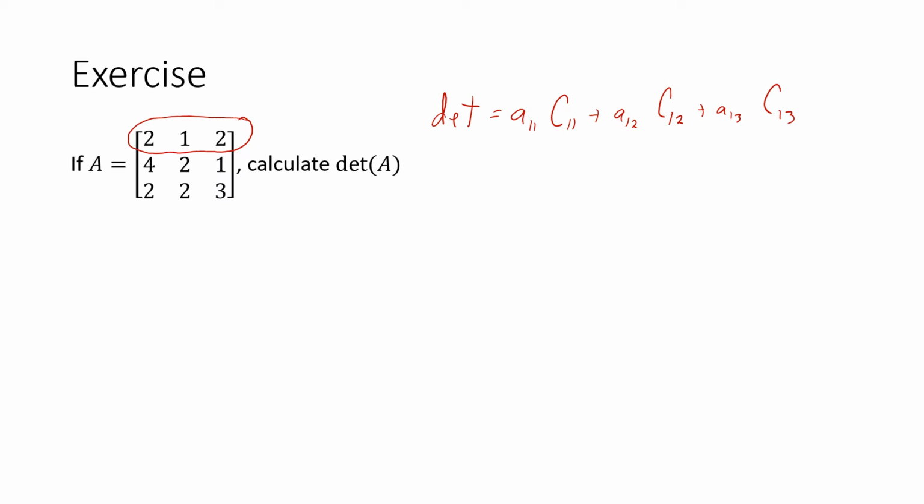So now we have 6 things in here. What are they all? Well, first off, A11. A11 is just the 1, 1 number in the matrix. So it's equal to 2. That number right there.